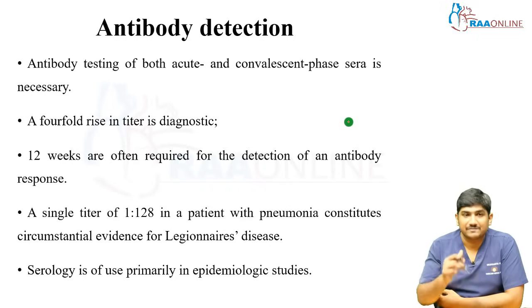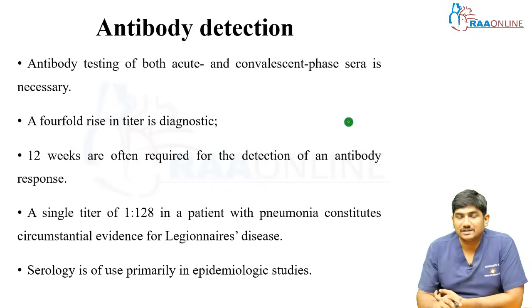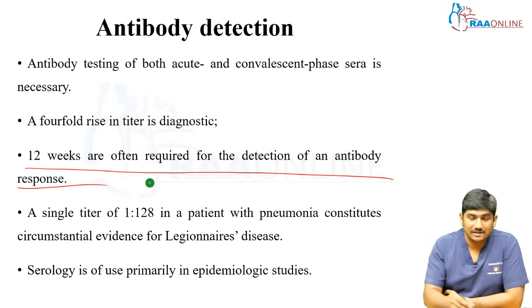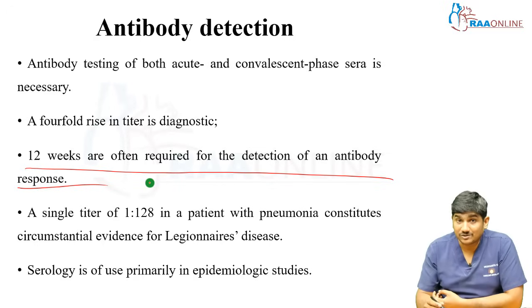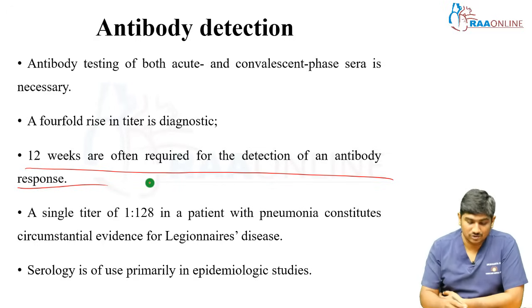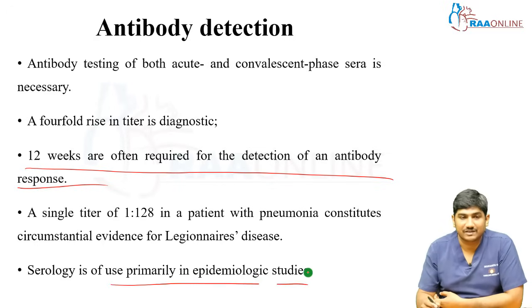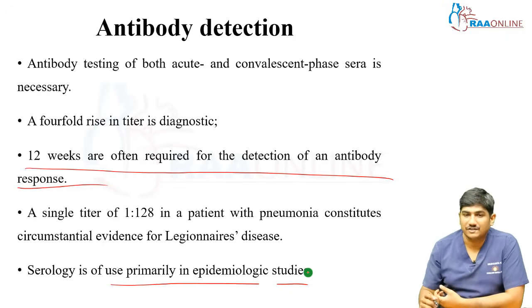So antibody testing of both the acute and the convalescent phase sera is actually necessary. A fourfold rise in titers is diagnostic. 12 weeks are often required for the detection of an antibody response. 12 weeks. Okay, so you can't wait 12 weeks to diagnose a patient, right? So usually this is used for epidemiological purposes only. Okay, so a single titer of 1:128 in a patient with pneumonia constitutes circumstantial evidence of Legionella disease.